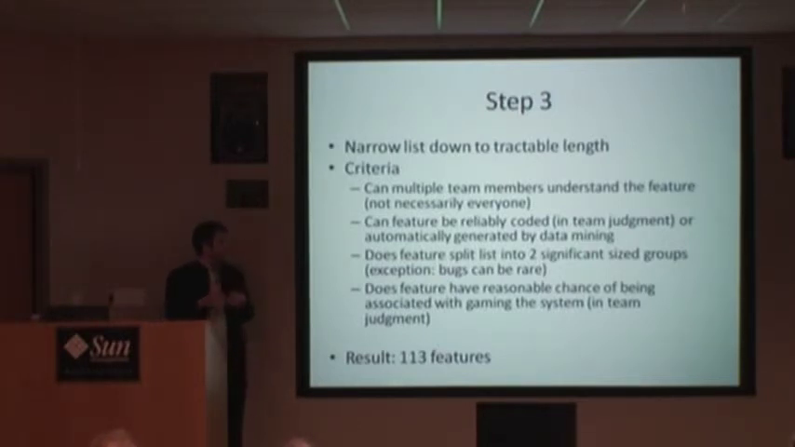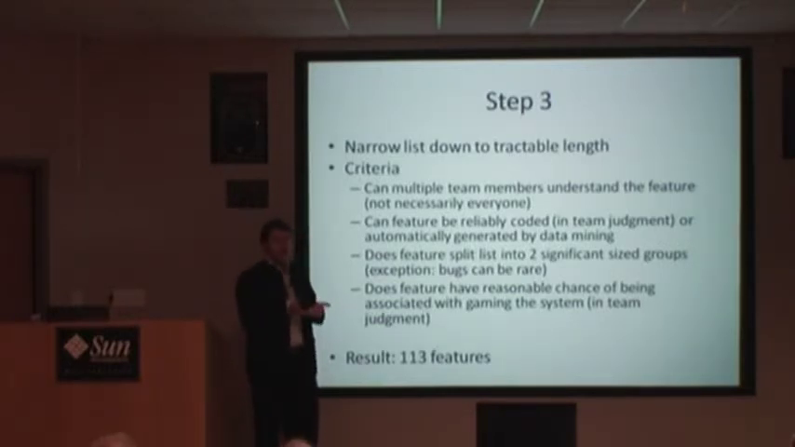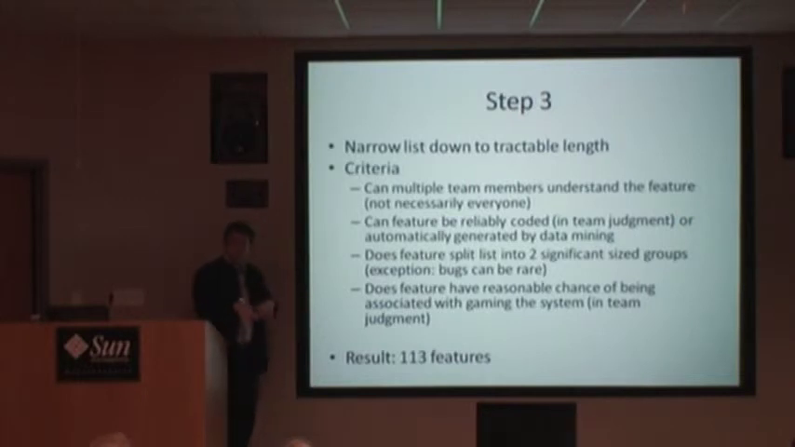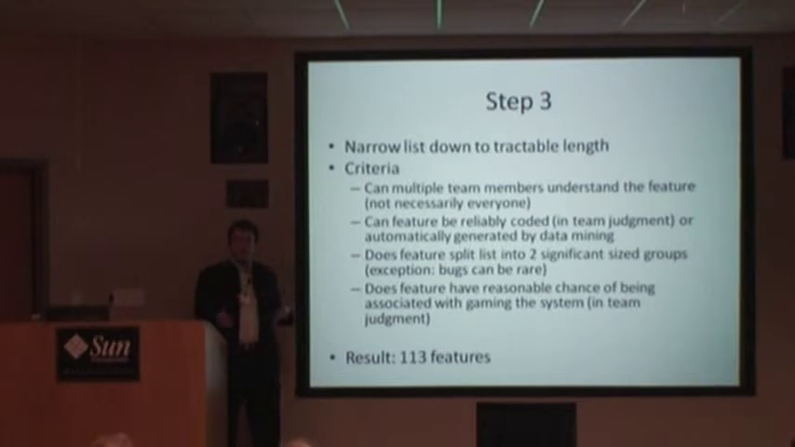Third, does the feature split the list into two significantly sized groups? We made exceptions for certain kinds of bugs, because bugs by definition are going to be rare. But in general, we wanted features where, whatever the feature is, it'll divide the list. It won't just be like 19 lessons in one group and three in another. Of course, for numerical features this isn't an issue at all, but it's more for categorical or binary ones. And finally, in the team's judgment, do we think this feature actually has a chance of being associated with gaming the system? Because it's not worth doing all this coding if we don't think it has even a tiny chance of being worth anything. And the result was 113 features.